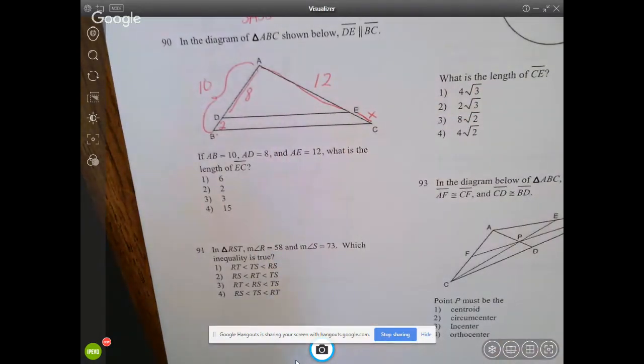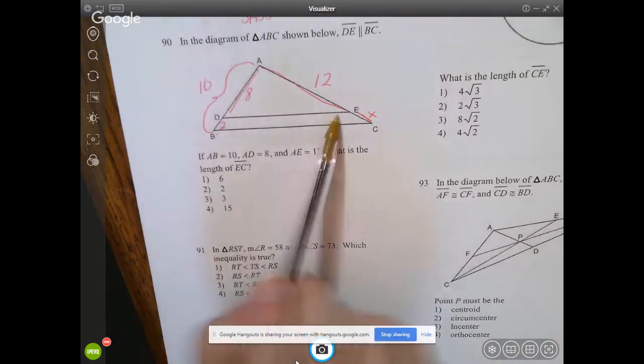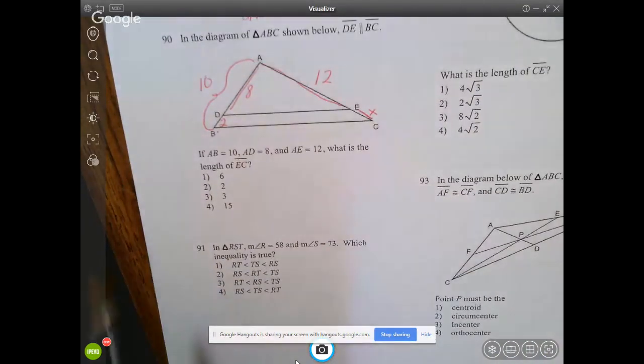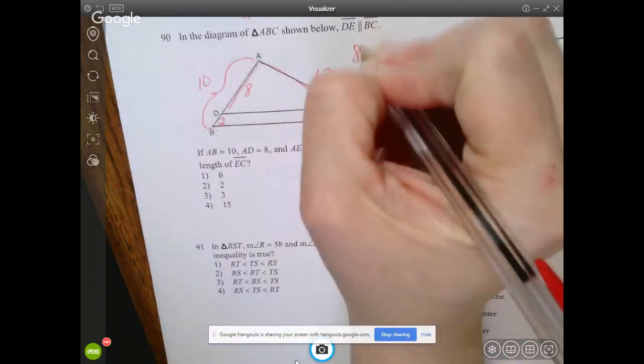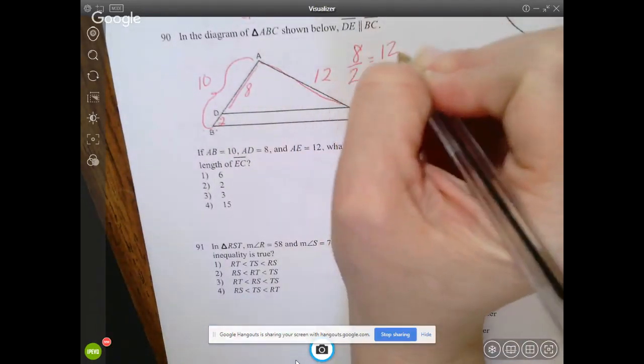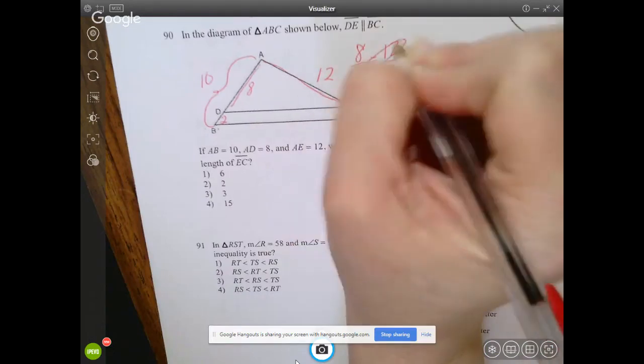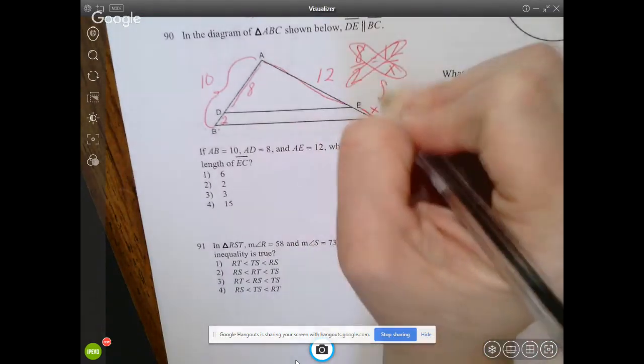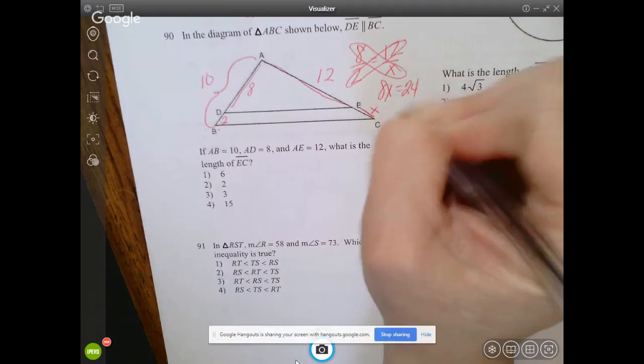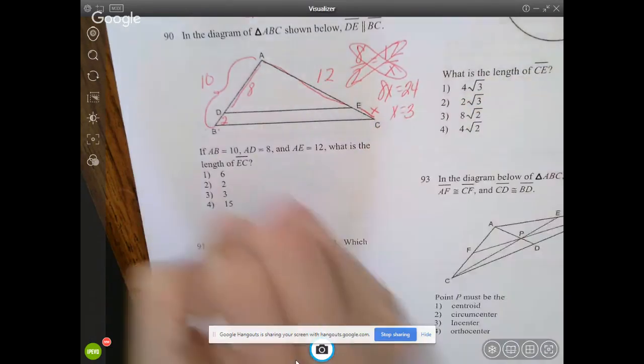Someone in my last class said, oh, they're congruent because these are parallel. That's not true. They're proportional. So all you're going to do is do 8 over 2 equals 12 over x and cross multiply. 8x equals 24, divide, x equals 3. Done.